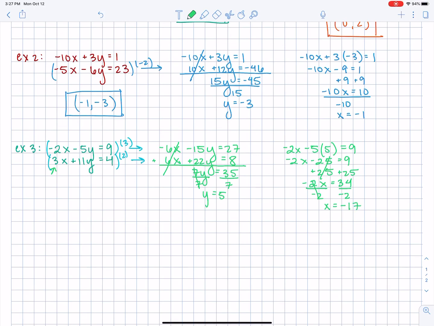So now my solution to this one is the point negative 17, 5. And that is our elimination method for solving systems of equations.